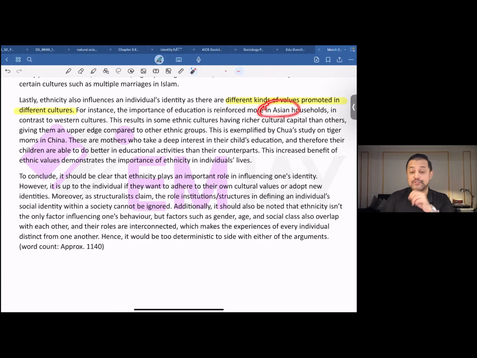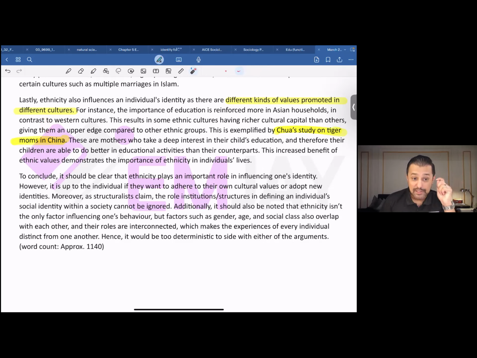Now, Asians seem to be putting a lot of emphasis on their child's education. For instance, the importance of education is reinforced more in Asian households in contrast to Western cultures. This results in some ethnic cultures having richer cultural capital than others, giving them an upper edge compared to other ethnic groups. This is exemplified by Chua's study on tiger moms in China. This is interesting. You might as well Google this after your paper.